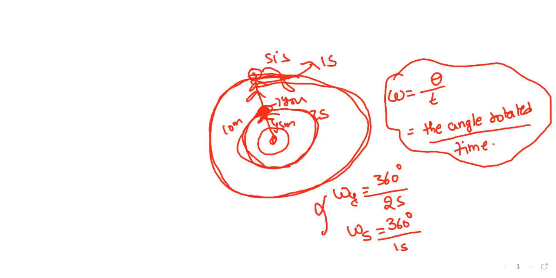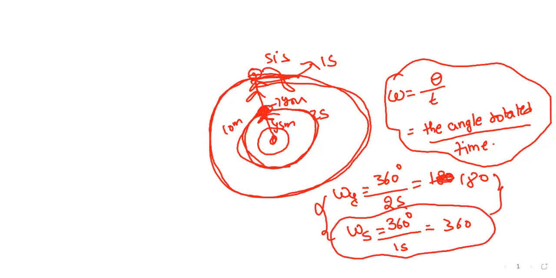Now tell me, who has got the higher value, you or your sister? You got 360 upon 2, which is 180, and your sister has got 360. Now who is greater? My sister's is greater. Yeah, exactly. But who has got the greater radius? Who is closer to the center? I'm closer to the center. Even though you are closer to the center, your sister has the higher angular velocity.